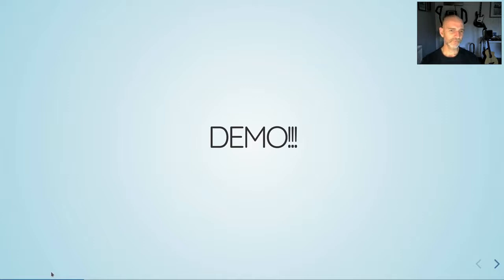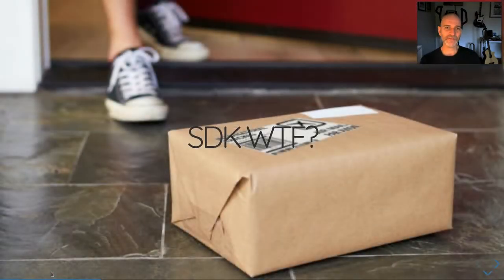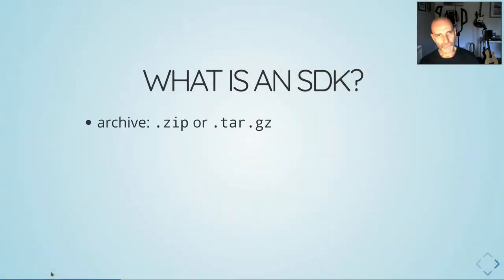Right, we've now seen what SDKman can do. We've seen it in action. So let's take a step onwards and let's see exactly what an SDK is. So what is an SDK? First off, it's just an archive, right? There's nothing more to it than that, really. It's either a zip or it's a tarball. It's usually one of those two.